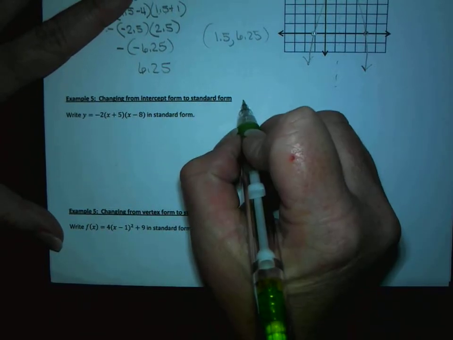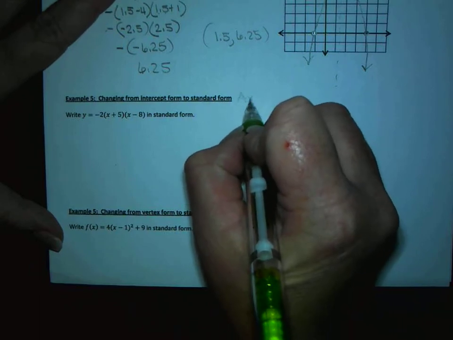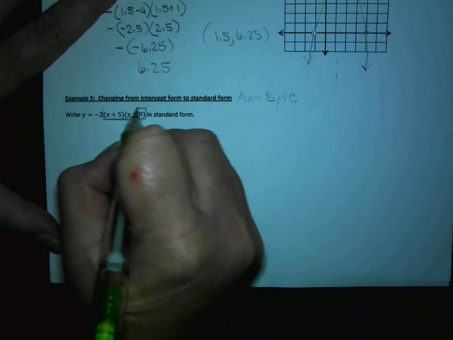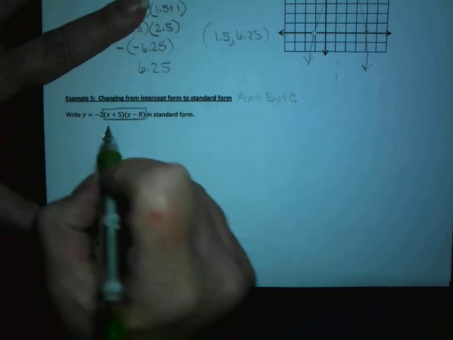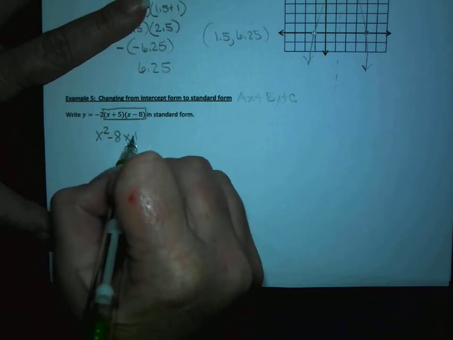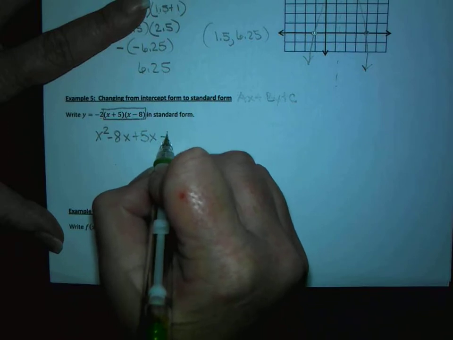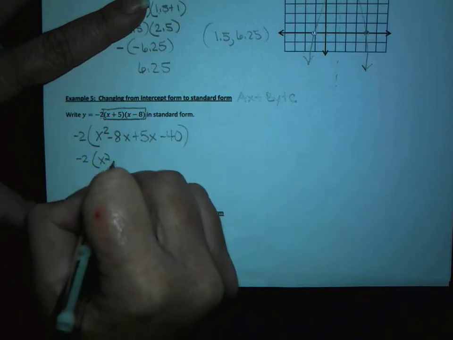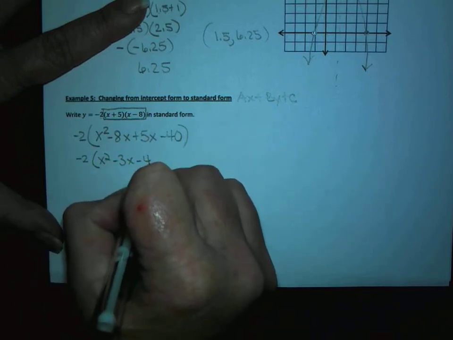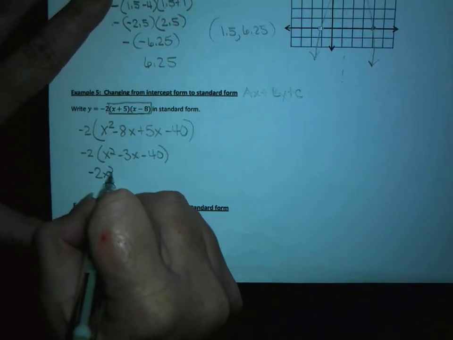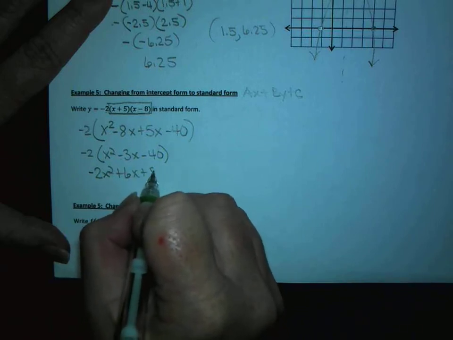Remember, standard form is ax plus by plus c. So basically what we need to do is get rid of all the parentheses. The first thing you're going to do is multiply these two binomials together. So this -2 kind of gets ignored for a minute, and you multiply these together. If you do it by FOIL, you're going to get x squared minus 8x plus 5x minus 40. Okay, but remember you have that -2 out front. Combine like terms: -2 times x squared minus 3x minus 40. But then you need to distribute this -2 through. So -2x squared plus 6x plus 80.